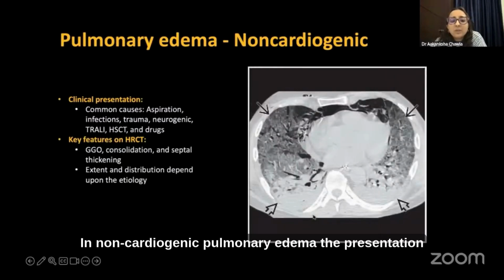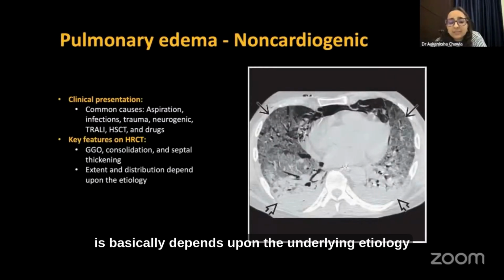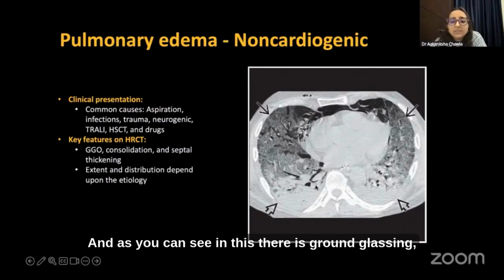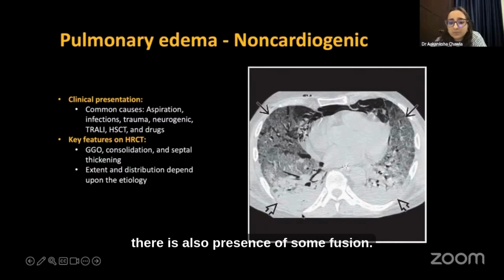In non-cardiogenic pulmonary edema, the presentation basically depends upon the underlying etiology, and causes include ARDS, infections, trauma, TRALI. And as you can see in this, there is ground glassing, there is basal consolidation, there is also presence of some effusion.